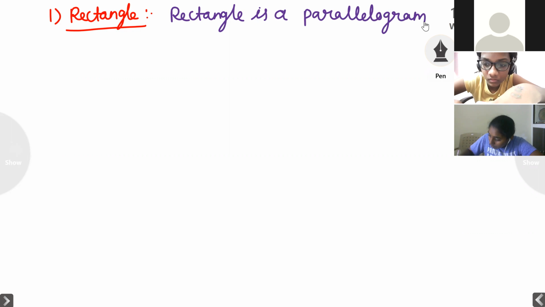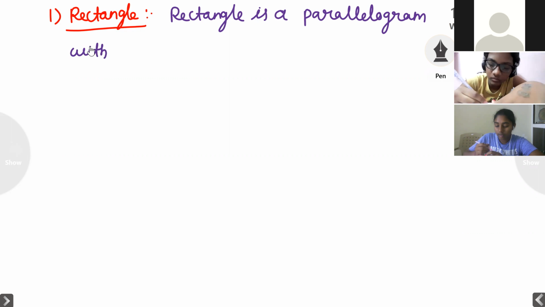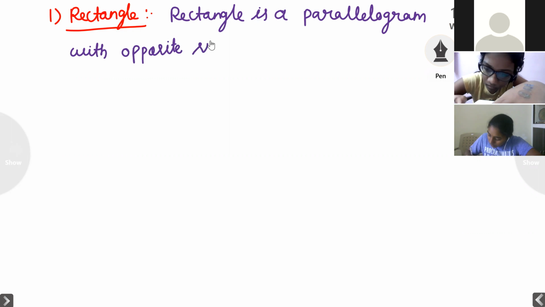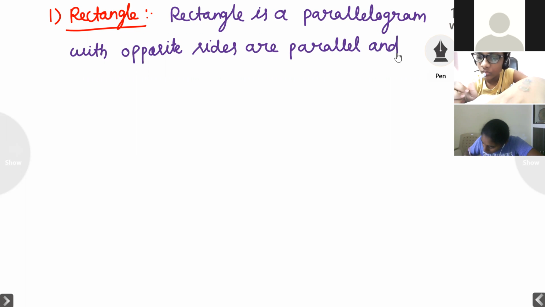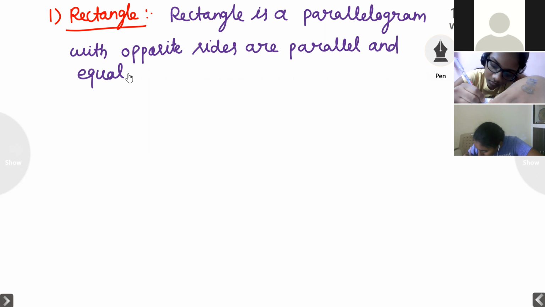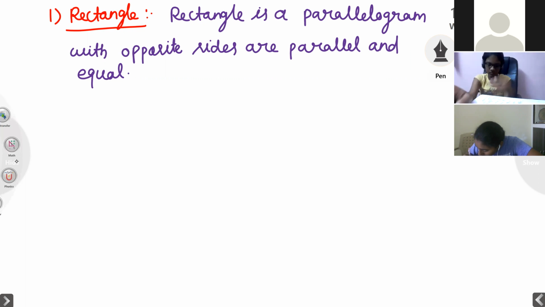Rectangle is a parallelogram with opposite sides parallel and equal. Properties.